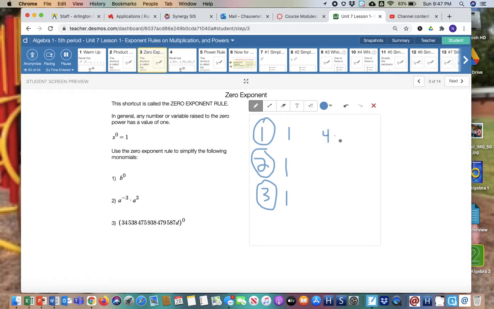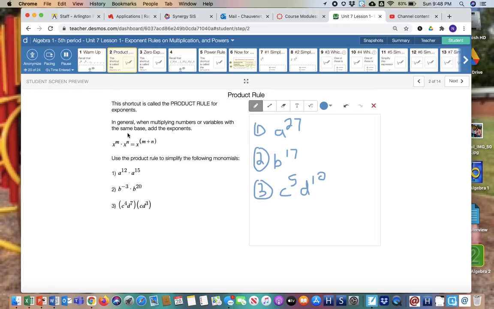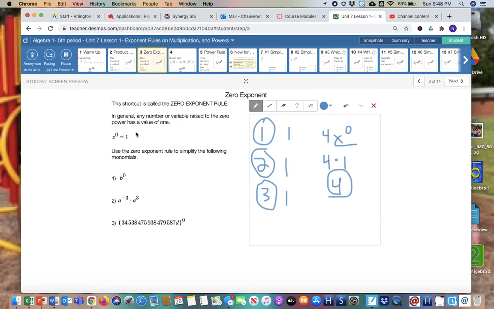Now, I do want to point one thing out. Make sure that you don't just put a 1 just because you see an x to the 0 or something to the 0 power. Remember, it's only what's to the 0 that's 1. So in this case, 4x to the 0. x to the 0 is 1, but the 4 is still there. So it'd be like 1 times 4, 4. Okay? All right. So we've done 2 so far. We do our product rule. When you're asked to multiply with exponents, you actually add them. We do our zero exponent rule. Anything to 0 is 1.